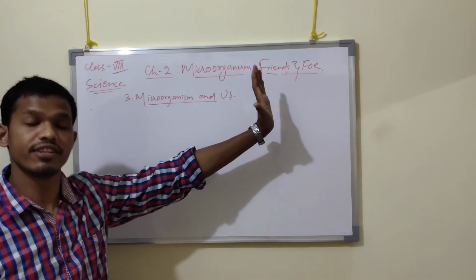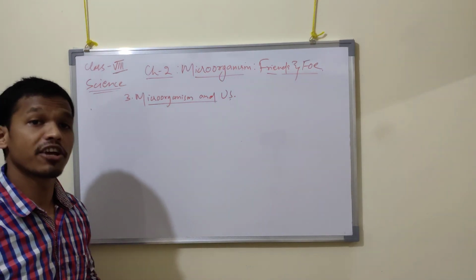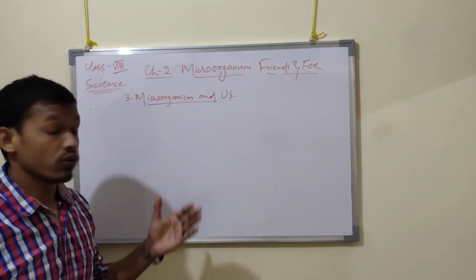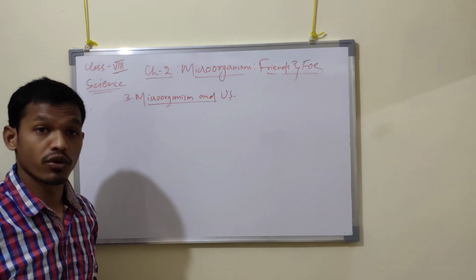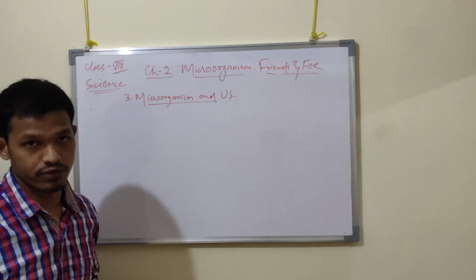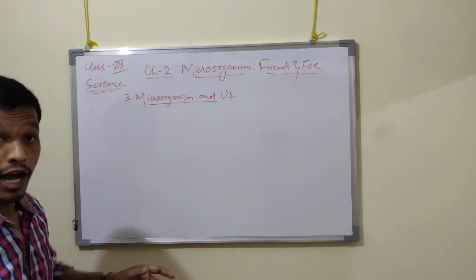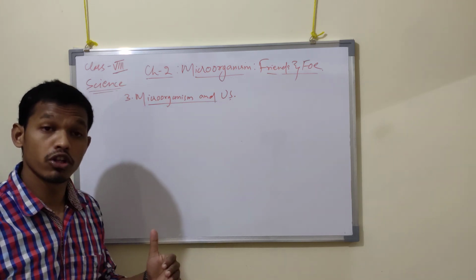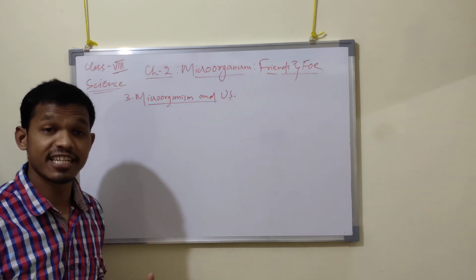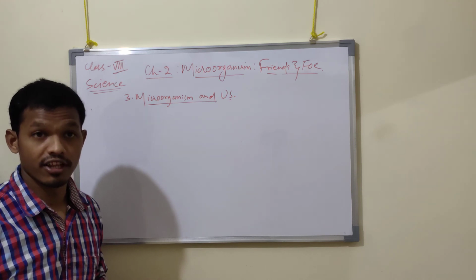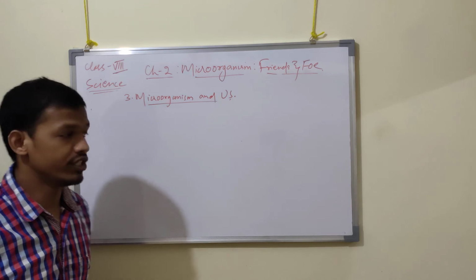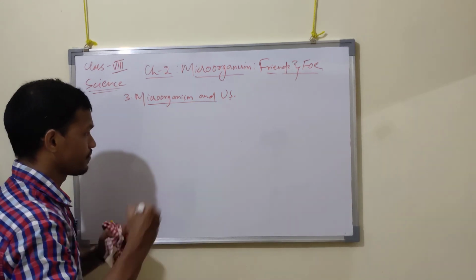Today's chapter is chapter number 2, Microorganisms, friends. Earlier we discussed what microorganisms are, and we studied different types of microorganisms. They are major groups, but I have left one, that is algae, which is also a part of microorganisms. Basically they have a plant-like structure. They are also called seaweeds.